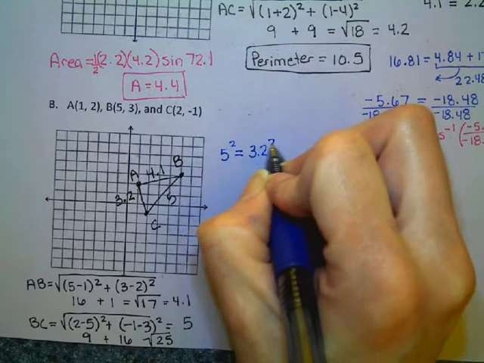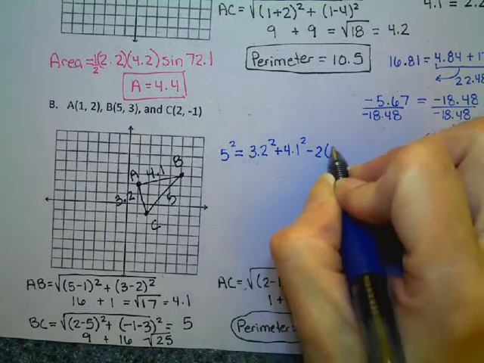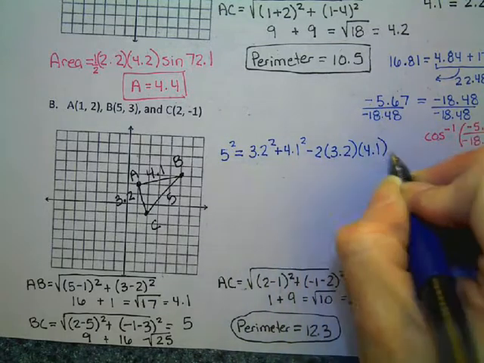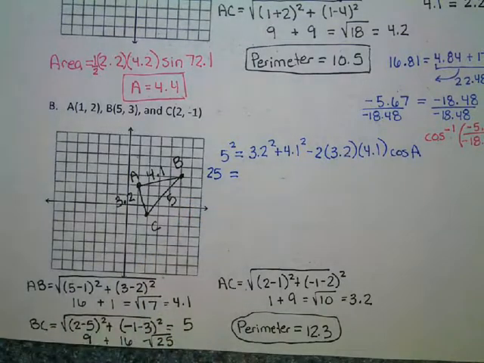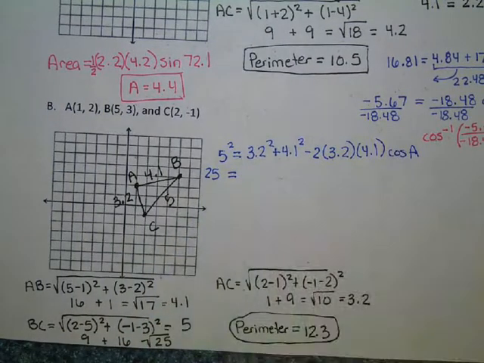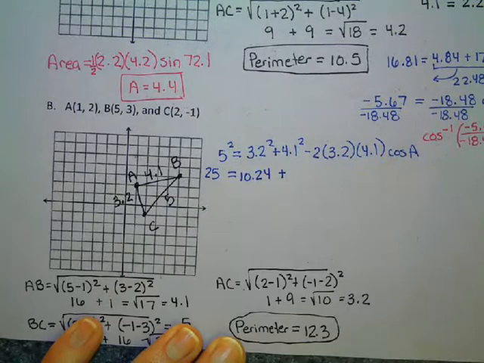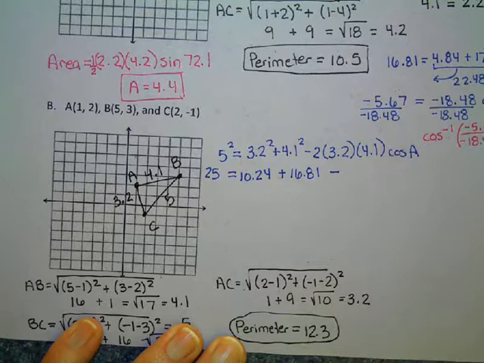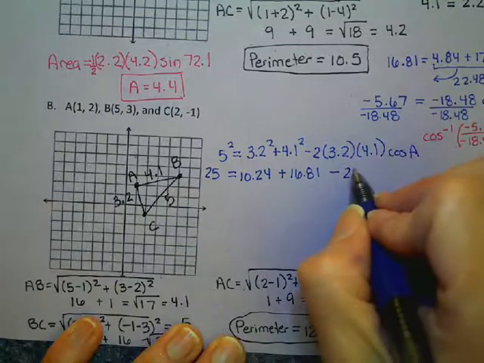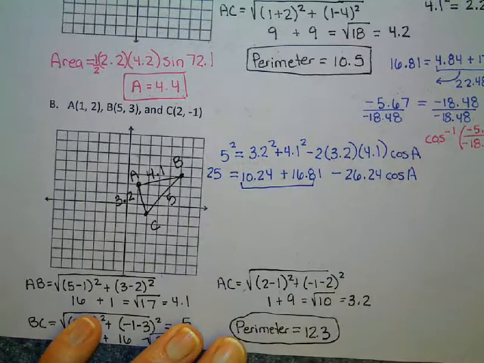So if I want to find angle A, we would start that off by saying 5 squared equals 3.2 squared plus 4.1 squared minus 2 times 3.2 times 4.1 cosine of A. We're going to do 3.2 squared is 10.24. 4.1 squared is 16.81. 2 times 3.2 times 4.1 is 26.24 cosine A.